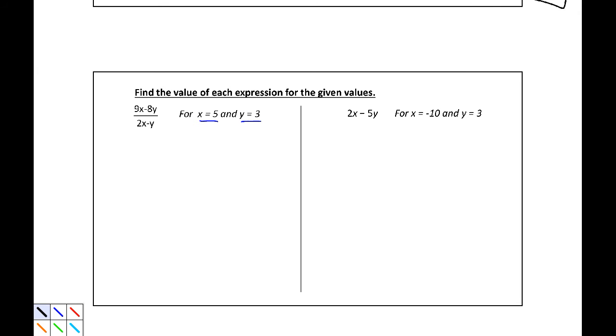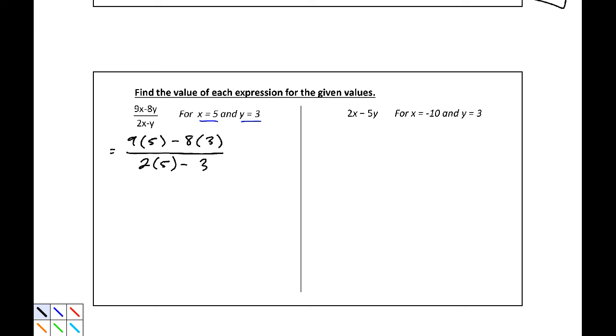So I'm going to write this as 9x minus 8y all over 2x minus y as a quantity, as 9 times x, which is a value of 5, so 9 times 5, minus 8 times 3, because we stated y equals 3, all divided by 2 times 5, because that's our value of x, minus y, so minus 3. So this becomes 9 times 5 minus 8 times 3, all divided by 2 times 5 minus 3.